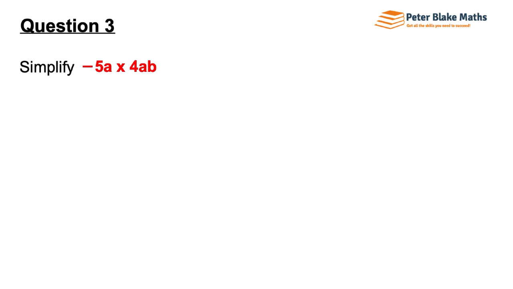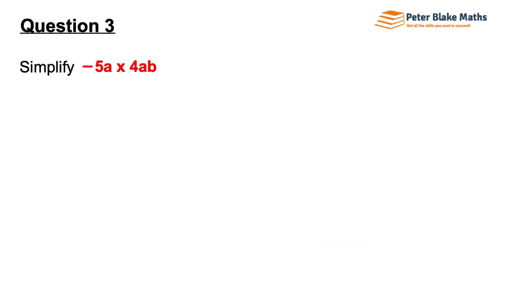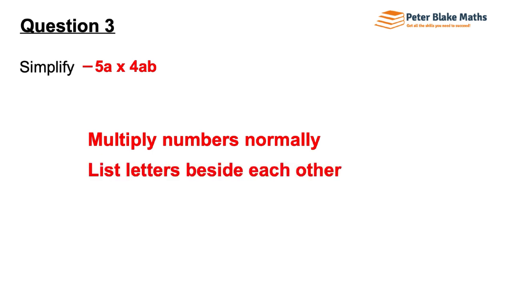Question 3. Simplify minus 5a times 4ab. We multiply the numbers normally and list the letters beside each other. And whenever we have one letter times another letter of the same type, or a times a, we'll make a squared. So we'll watch out for that.